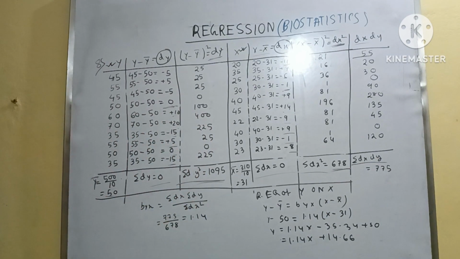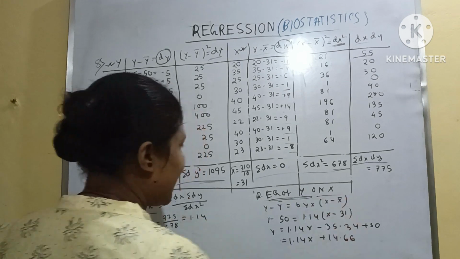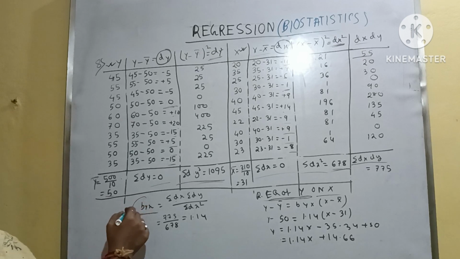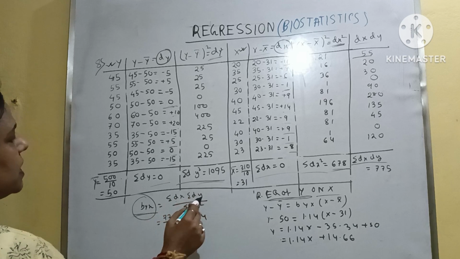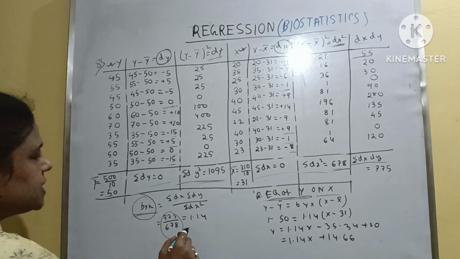Then very easy, byx, because here they want to know the regression equation of y on x, so that's why we have to calculate the byx value. It is summation of dx dy divided by summation of dx square. So the value is this one.